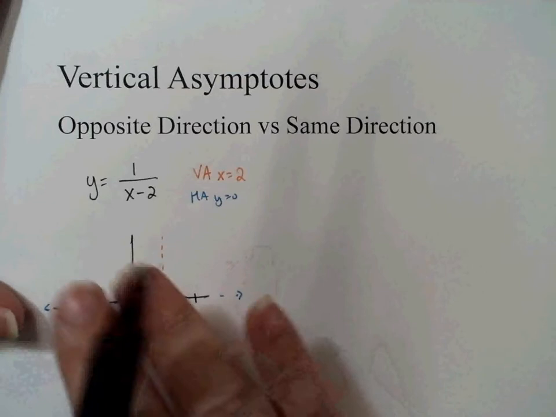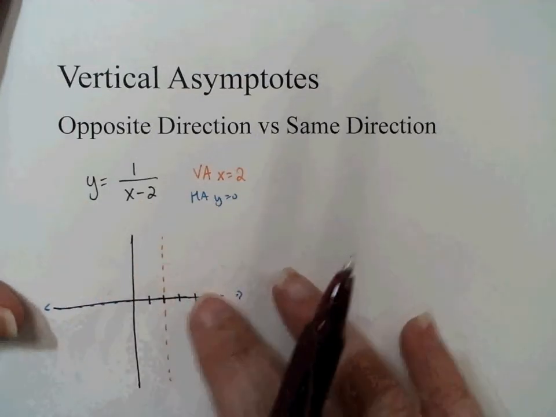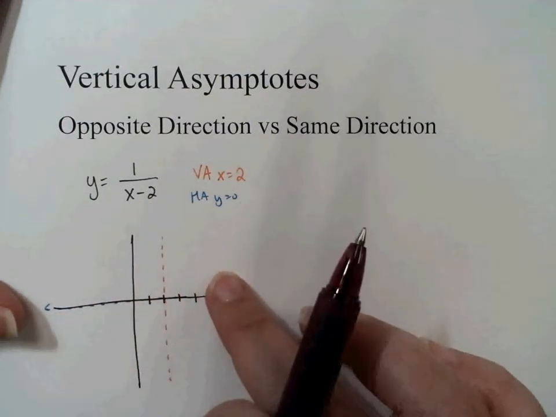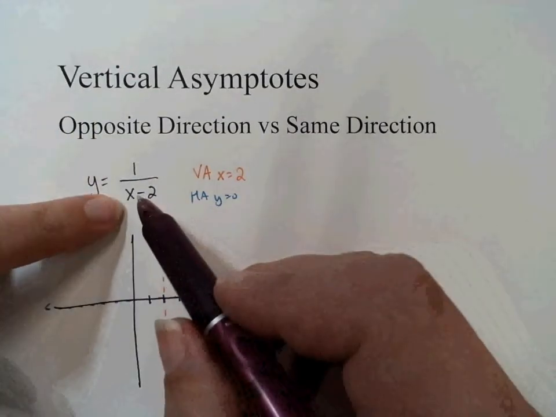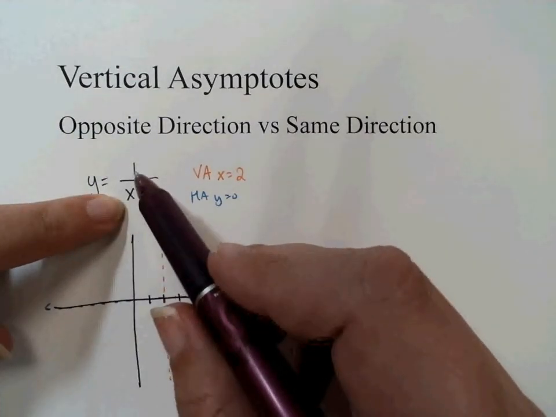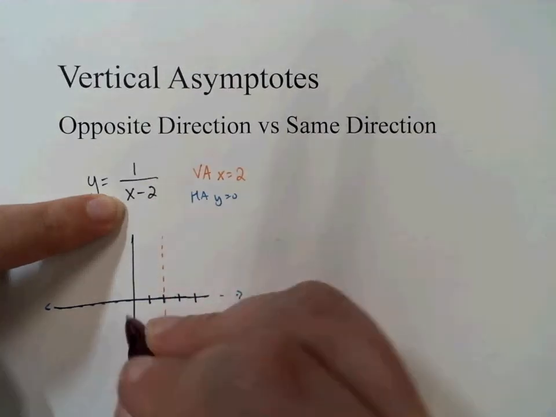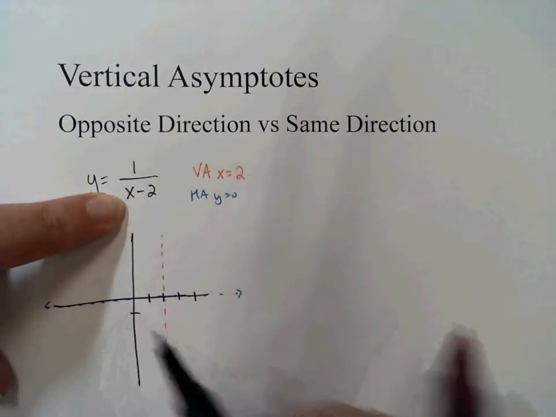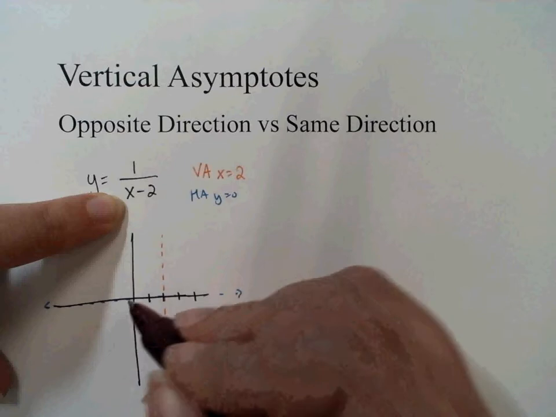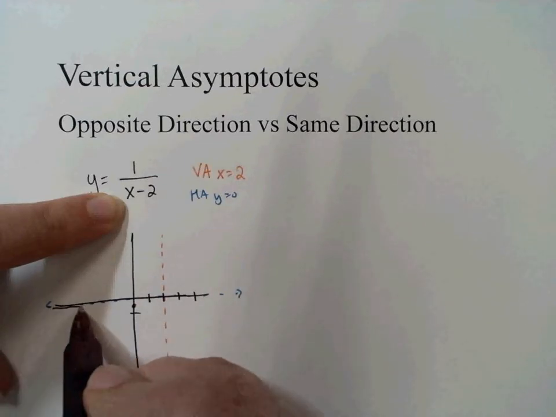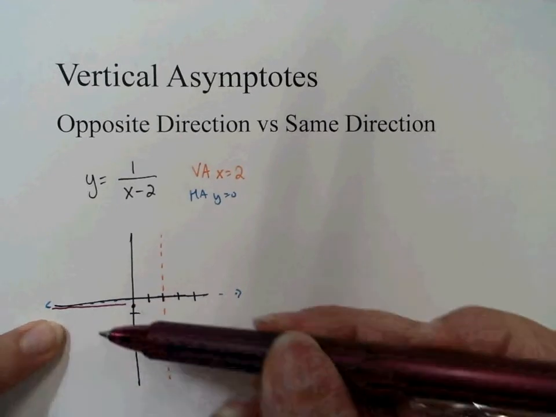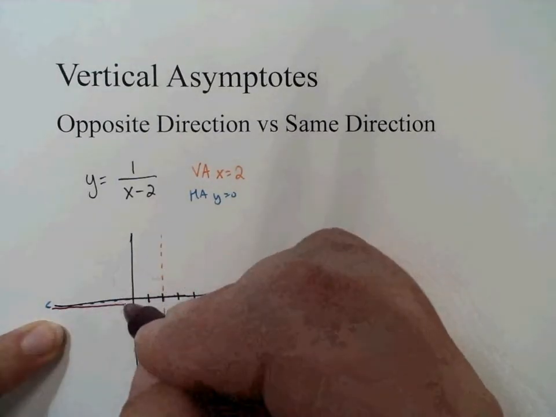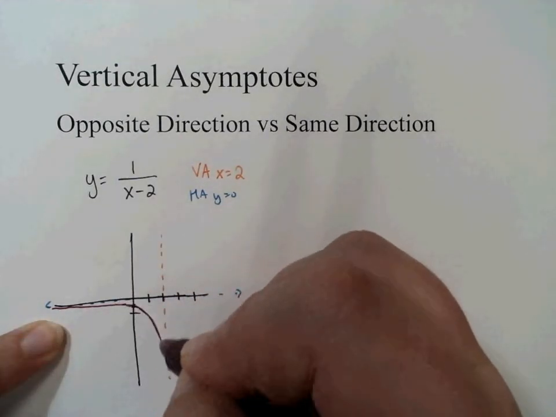Just from knowing functions, knowing what 1 over x looks like, and this is just a shift of it, I know it's down here and it's up there. Another way that we could do that is look at the y-intercept. If I plug in x equals 0, I get 1 over negative 2, so that's at negative 1/2. That's a really big clue that the function has to come from this horizontal asymptote, go through the y-intercept, and then go towards the vertical, right?